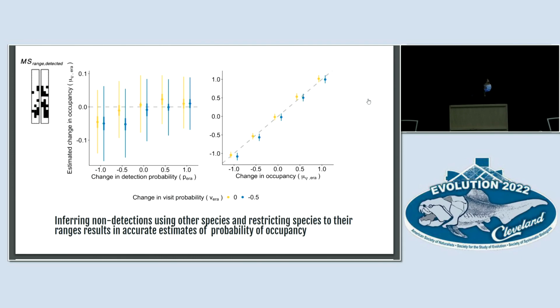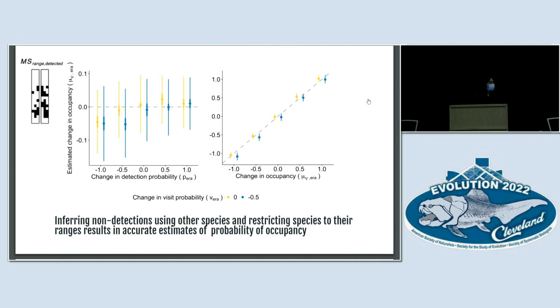And indeed, when we do this approach, we find that we're able to recover changes in occupancy, when occupancy doesn't change, when occupancy changes, and when detection probability changes, right? So you can see that all of these confidence intervals overlap the gray line. So that's good news. And so inferring non-detections using other species and restricting species to their ranges results in accurate estimates of probability of occupancy. That's awesome. But there's one problem.